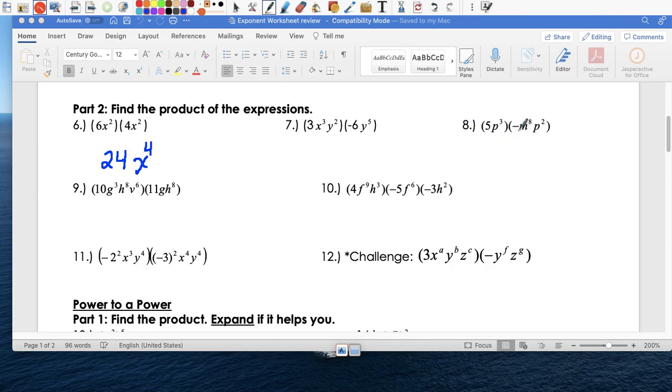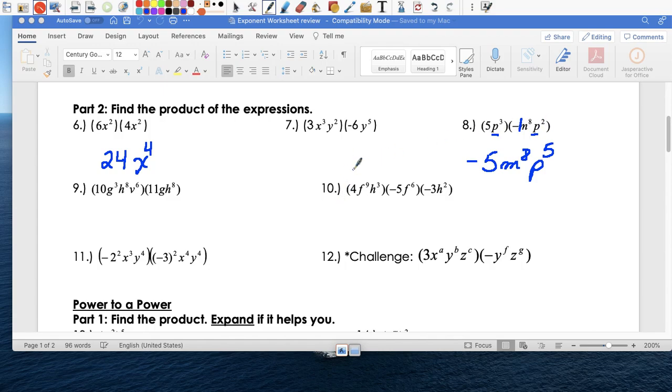Here, there's an invisible 1 over here, right? So we can do the coefficients. 5 times negative 1 is negative 5. Let's do this alphabetically. That's an m to the 8th. There's no other m, so I'm just going to write m to the 8th. But for the p's, there are 2 p's. There's a p cubed and a p squared. Keep the base, add the exponents.